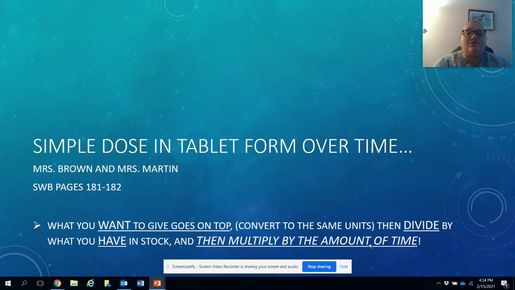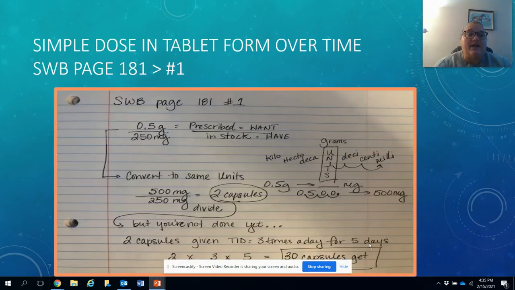Now we're doing simple doses in tablet form, and it's over time. And these are workbook pages 181 to 182. So what you want to give goes on top. You change it to the same units. What you have in stock goes on the bottom. You divide it out, and then you multiply it by the amount of time that you want to give the medication. So let's look at simple dose in tablet form over time.